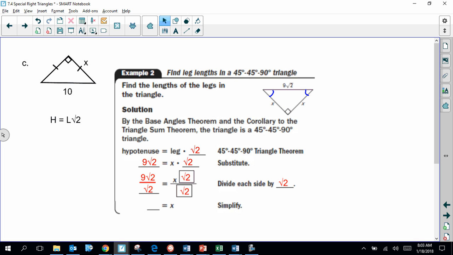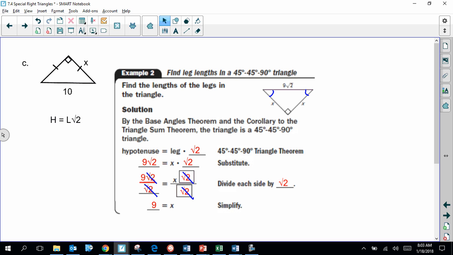Now anything divided by itself always simplifies to be a 1. So here, square root of 2 over the square root of 2 simplifies to be 1. Square root of 2 over the square root of 2 on the other side of the equal sign also simplifies to be 1. So all we're left with is 9 for the value of the legs.